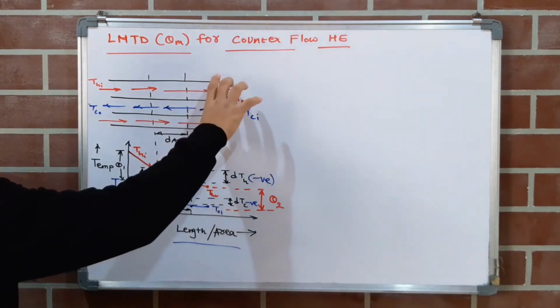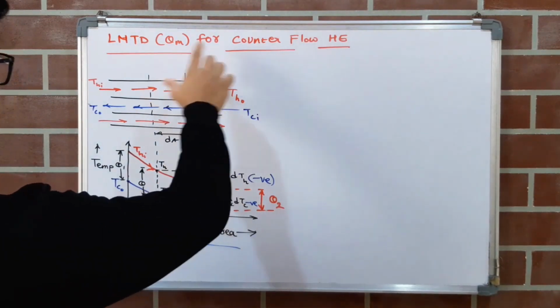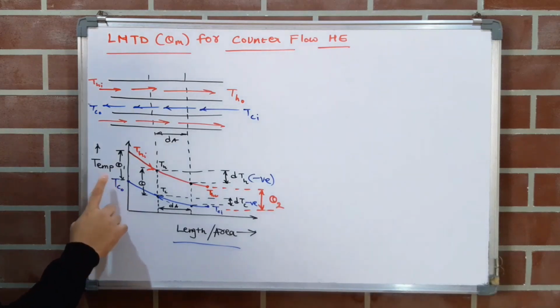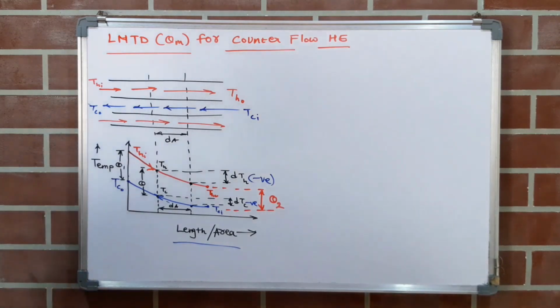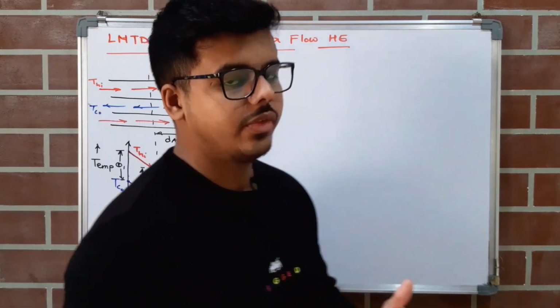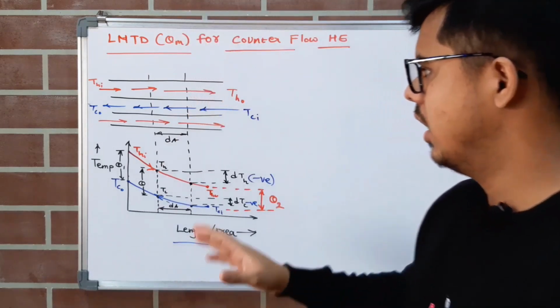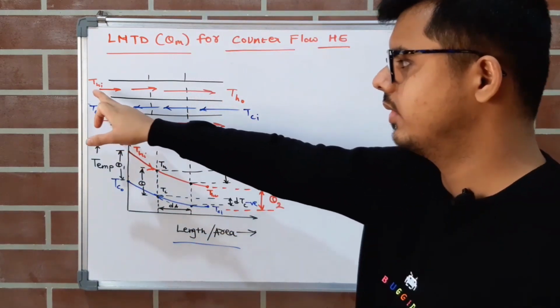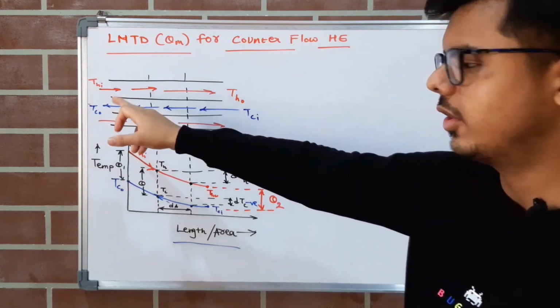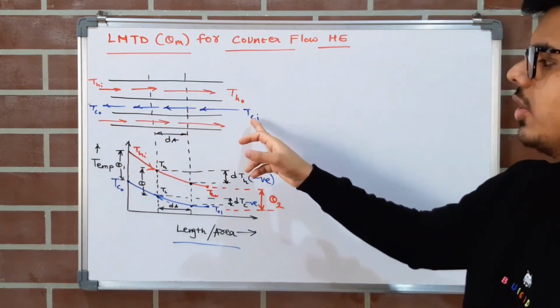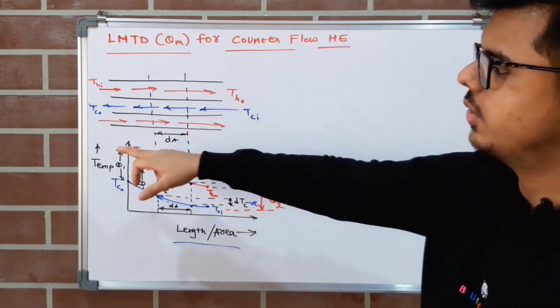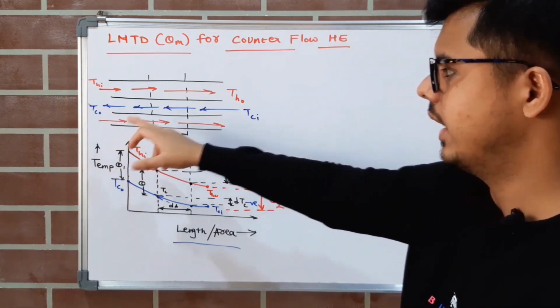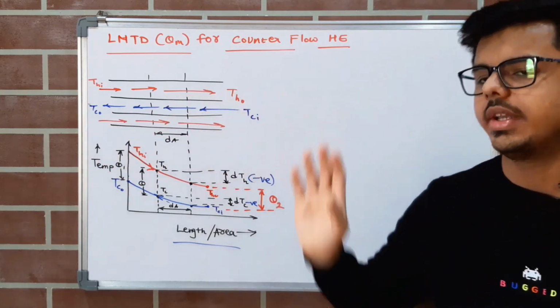So you can see this is the schematic diagram of the counter flow heat exchanger, and this is the temperature versus length graph of the counter flow heat exchanger. So the same procedure we will follow, but before that I will explain these terms. THI is the temperature at the inlet of the hot fluid, TCI is the temperature of the cold fluid at the inlet, TCO is the temperature of the cold fluid at the outlet, and THO is the temperature of the hot fluid at the outlet.